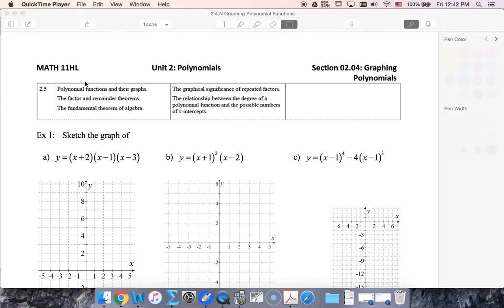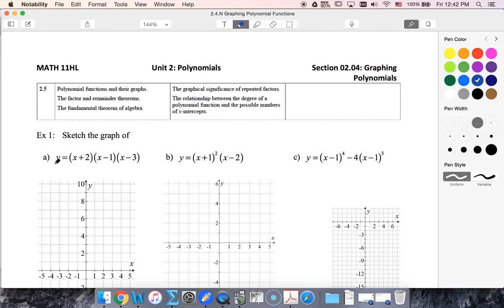All right, so now we're going to look at graphing polynomial functions. So this is now syllabus topic 2.5. So I've got a factored polynomial. This is going to be a cubic. I can see that my a value is positive. That implies my cubic is going to have this end behavior.